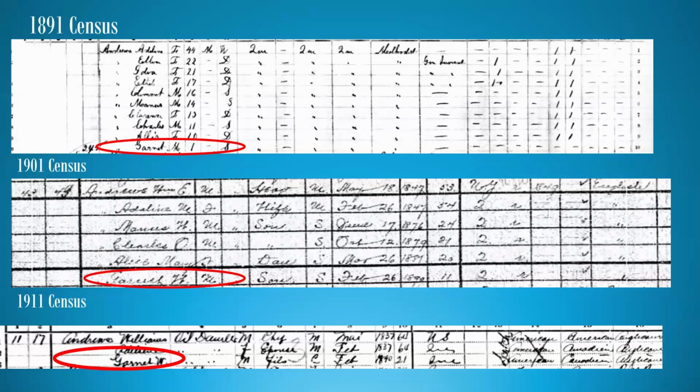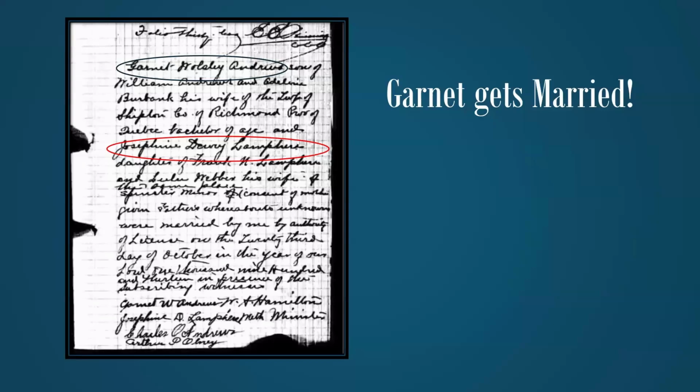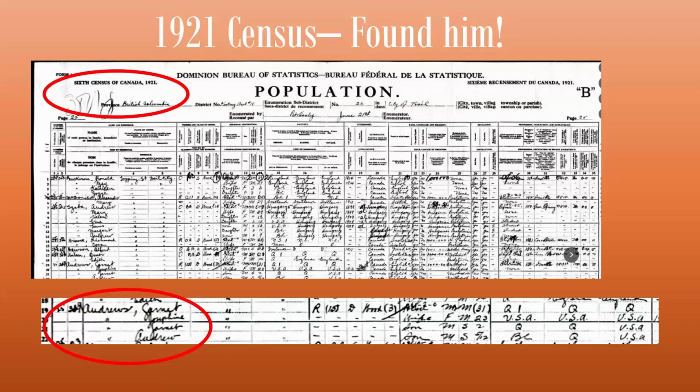And who was this Audrey? Finally, I was able to find a marriage record of Garnet, and he marries a Josephine. So I'm like, okay, let me find her. Finally, I realized in 1921, because remember, I actually was there in 2012 when they released the 1921, I find him in British Columbia. So there we go, that migration that I talked about. Then we have Garnet Andrews and Josephine. They have a son named Garnet, and a son named Andrew. So that's great, now I found him.